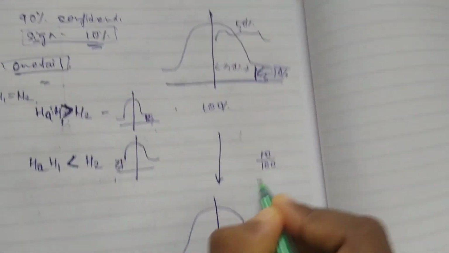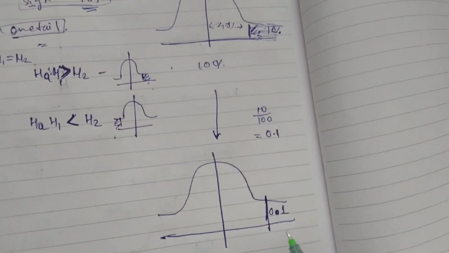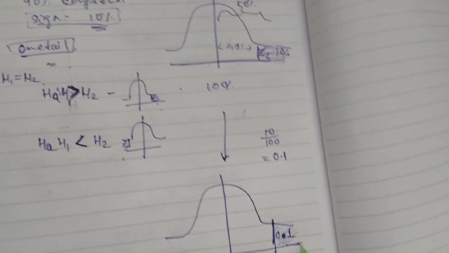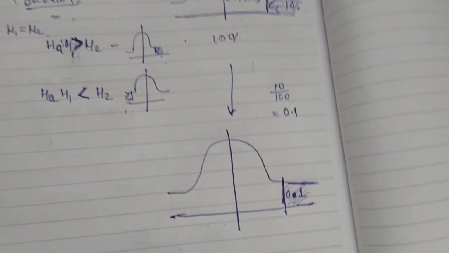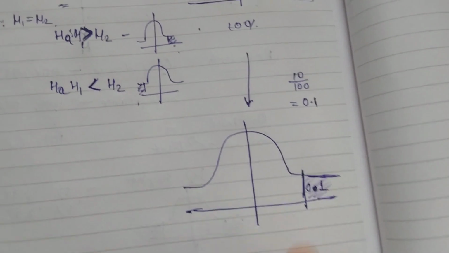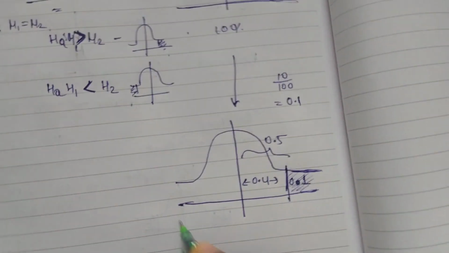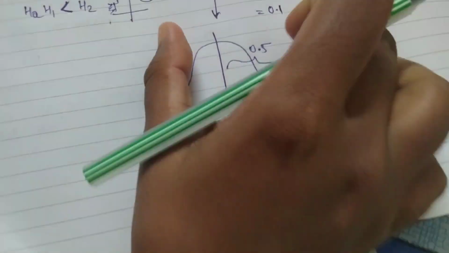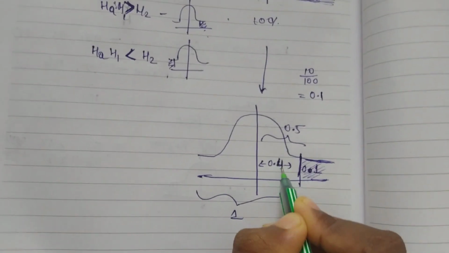This will be 10%. So 10% can be written as 0.1. So here it will be 0.1. Okay, this is the rejection region. This data can be rejected only from the right side, one tail test, or from the left side, one tail test. Okay, this will be 0.4. This total will be 0.5, and this total will be 1, the complete whole table. Okay, so we are getting 0.4 here.